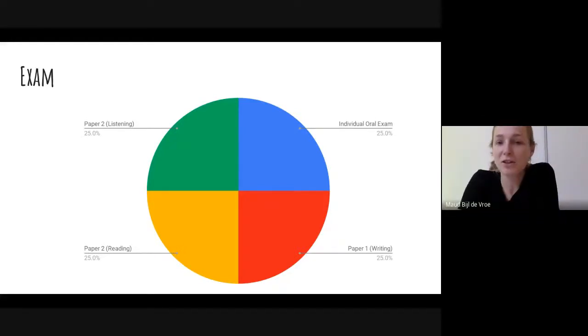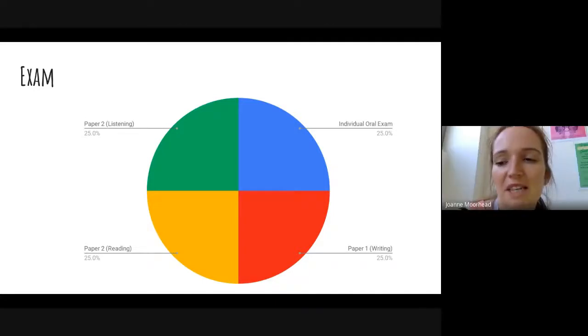So this pie chart is pretty self-explanatory. And as you can see, there's a really equal balance between all the different skills. The green quadrant is listening, then yellow is reading, red is writing, and blue is an individual oral exam. So that's speaking. What do you have to do for the speaking exam?